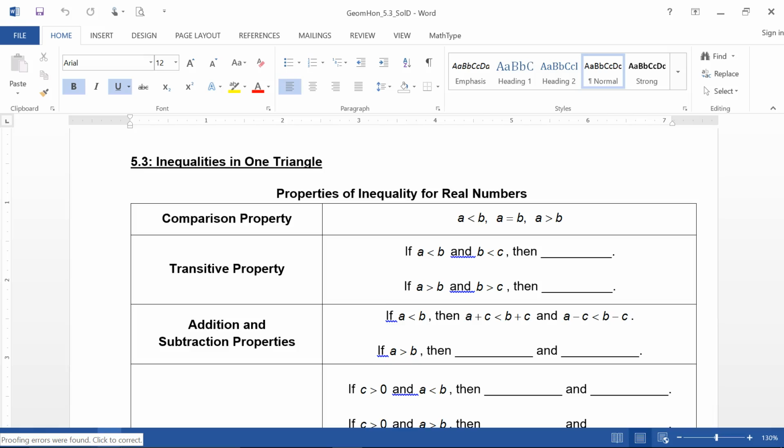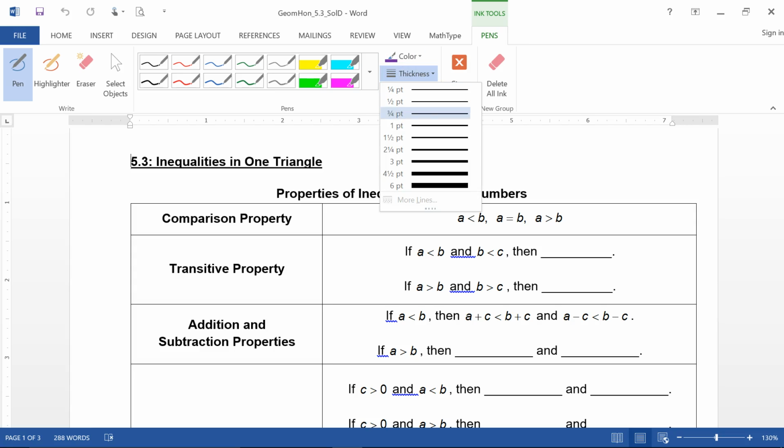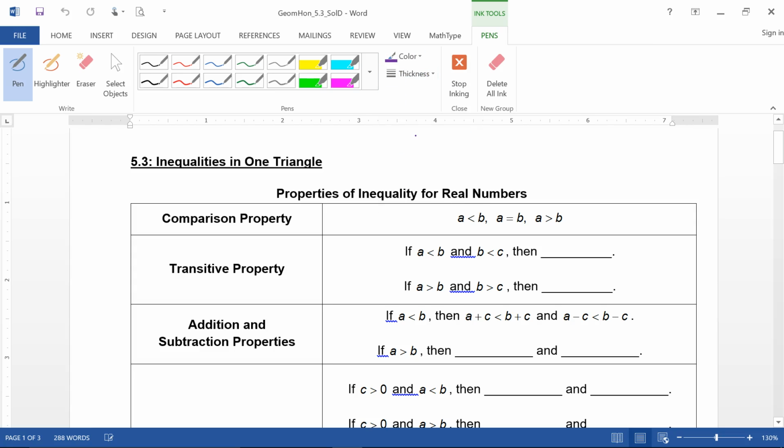All right, so we're starting with section 3. And we're going to talk about inequalities. So first, let's talk about inequalities in terms of algebra.